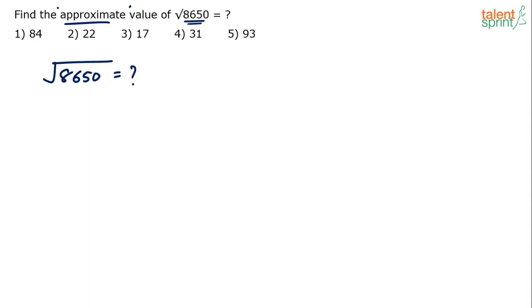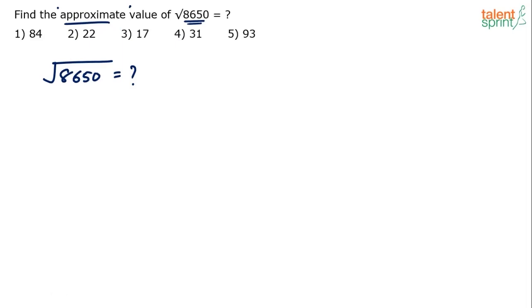Now, if you closely observe, the options here are 84, 22, 17, 31 and 93. Remember guys, in the topic of approximations, in my view, more than the question, what is important is the options, right? If the options are very closely spaced out, if the values given here are very close to each other, then we have to do a very precise calculation. But if the values given in the options are not very close to each other, then we can do an approximate answer, right? And the amount of approximation that we do would also depend on the options here.